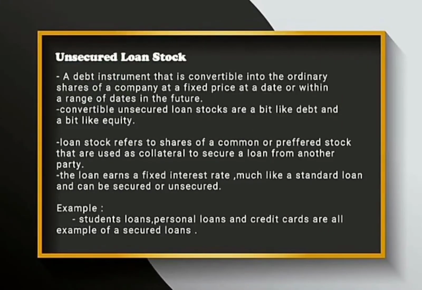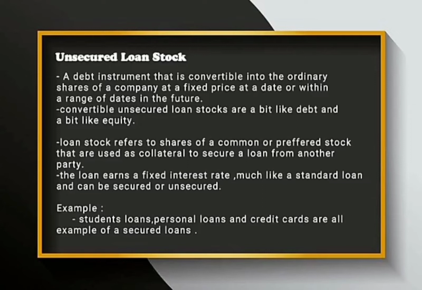Unsecured loan stock, a debt instrument that is convertible into the ordinary shares of the company at a fixed price at the date or within a range of dates in the future. Convertible unsecured loan stocks are a bit like debt and a bit like equity. So, unsecured loan stock is a loan made to a company with no collateral. In many respects, unsecured loan stock behaves like a bond, as both offer fixed returns.